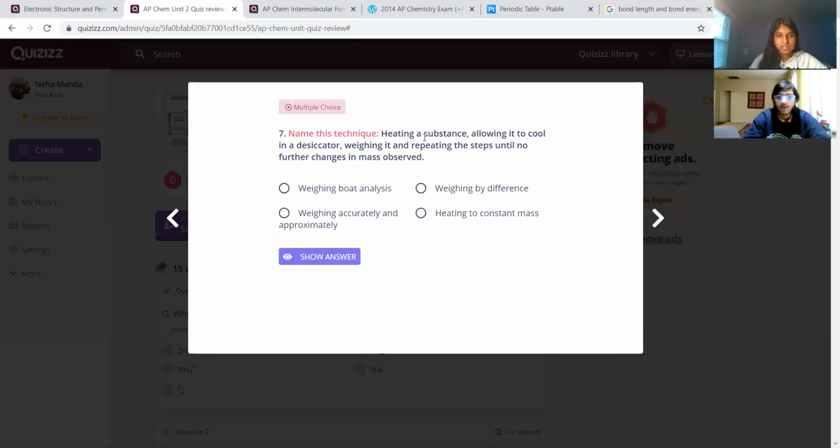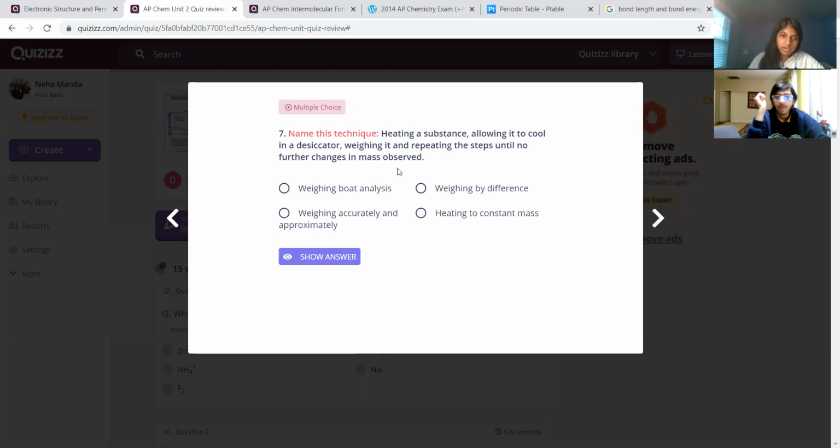Okay, so name this technique. Heating a substance, allowing it to cool, and then weighing it. Okay, we didn't learn this, but I think we might be able to work it out. It looks like a weighing boat analysis. Hold on. So you heat it. We're heating the substance, which means we're getting rid of the water, allowing it to cool in a desiccator. I think it might be heating to a constant mass, repeating the steps.